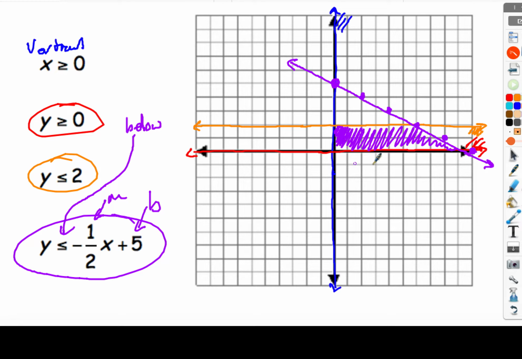But I only want to shade, again, the part that satisfies all inequalities. Right of the blue, x is greater than 0. Above the red, y is greater than 0. Below the orange, y is less than or equal to 2. And we satisfy the purple line, right? We're below that purple line. So we've got that area there.